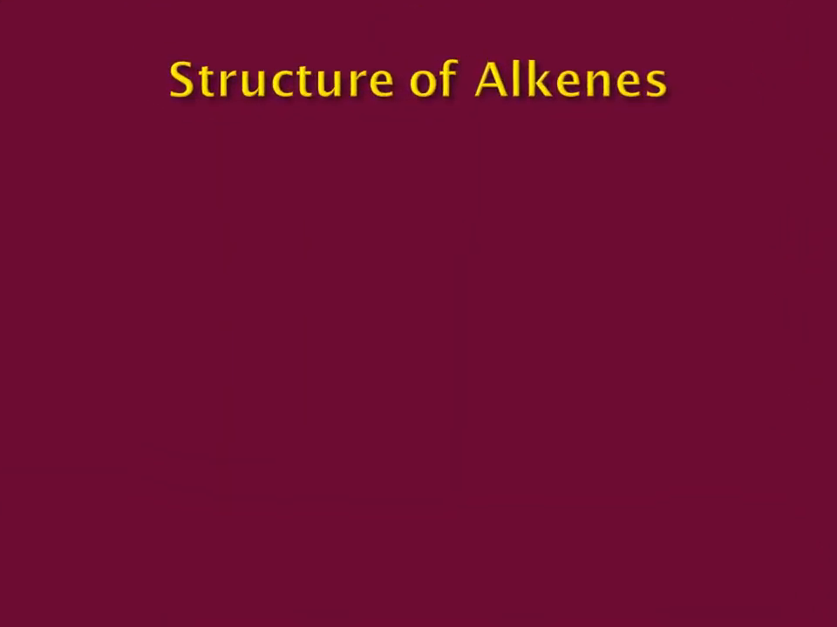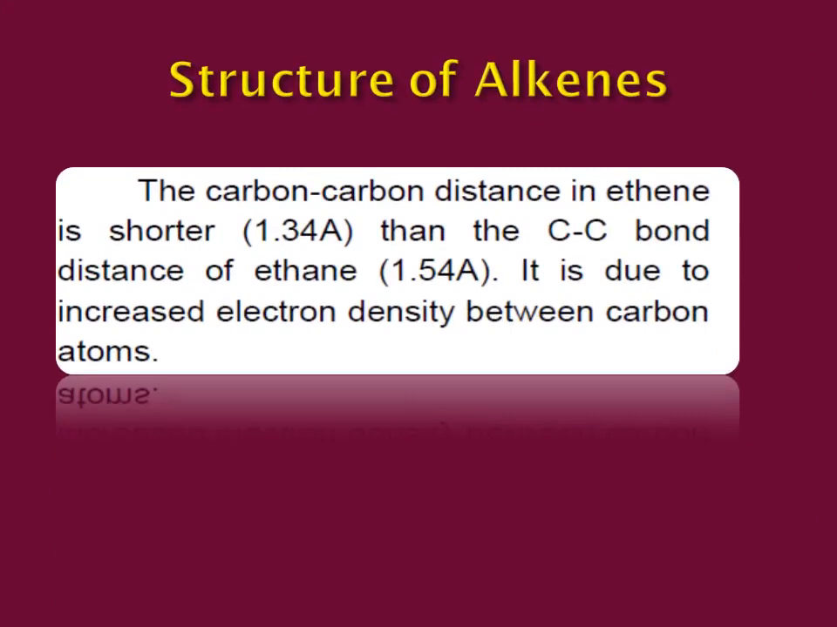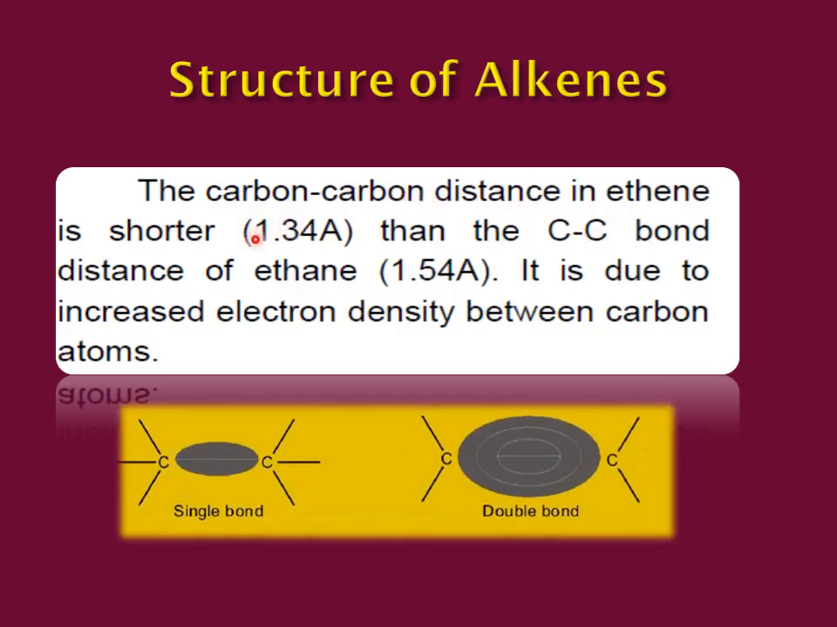Students, another structural feature of alkenes is that the carbon-carbon distance in an alkene is shorter, which is 1.34 angstroms, than the carbon-to-carbon bond in ethane, which is 1.54 angstroms. And this is due to the increased electronic density between the carbon atoms.